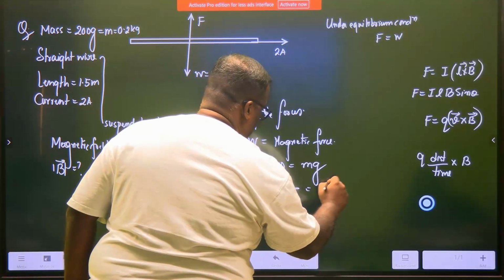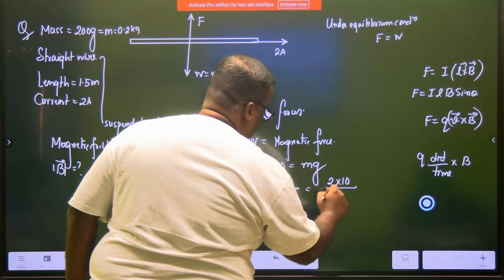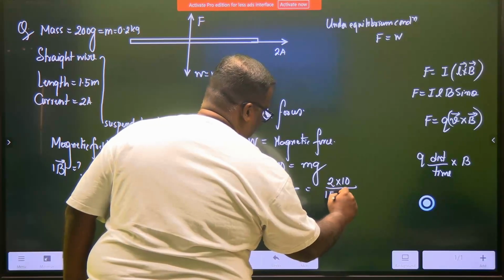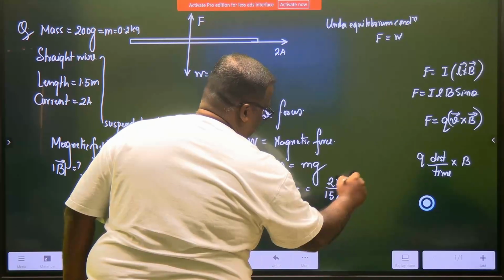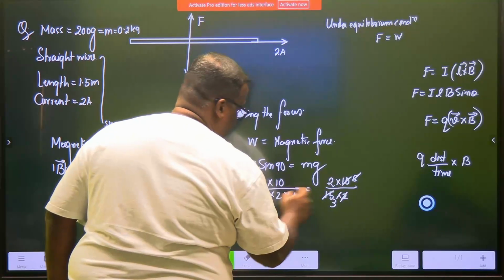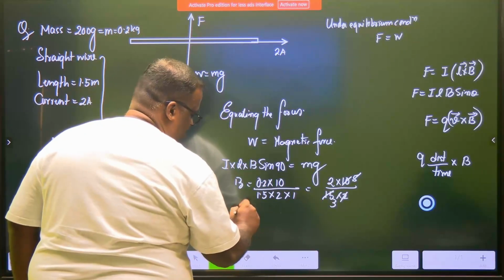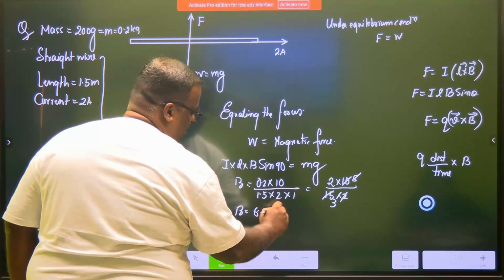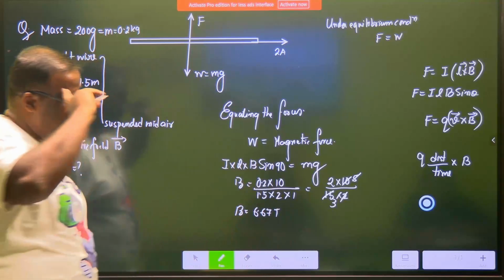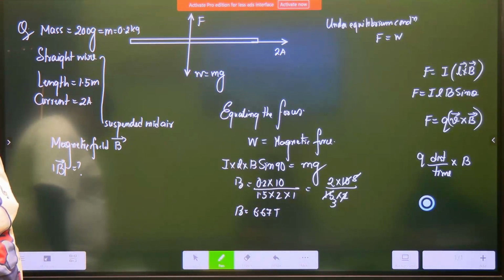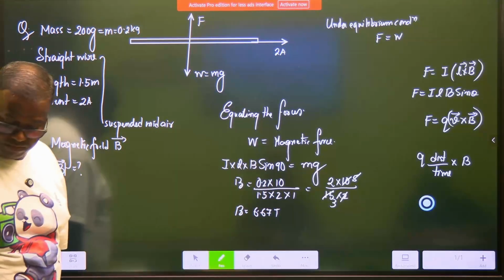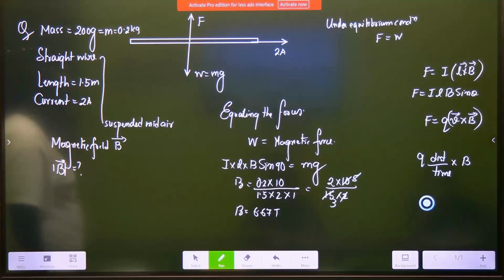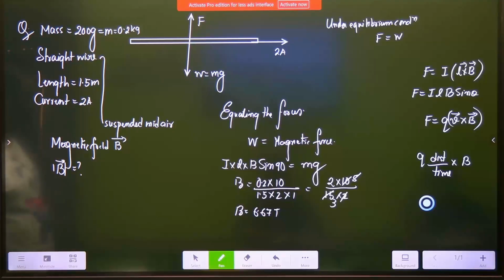That means it becomes 2 into 10 divided by 15 into 2. So 2 5s are 10, 5 3s are 15, and 3 20. So this will be 6 are 18, 6.67 Tesla. Let's check. 6.65. So they have taken 9.8, we have taken 10. So our answer is 6.67. Did you understand how this is done?